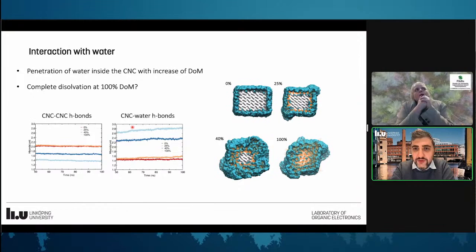Was there water in the first case also, and you just counted the number of CNC bonds in the left image? Yeah, there is always water in this system, but the conformation changes quite a lot. So the water replaced some of the CNC bonds inside the nanofibril. Yes, exactly. Okay, then I got it.